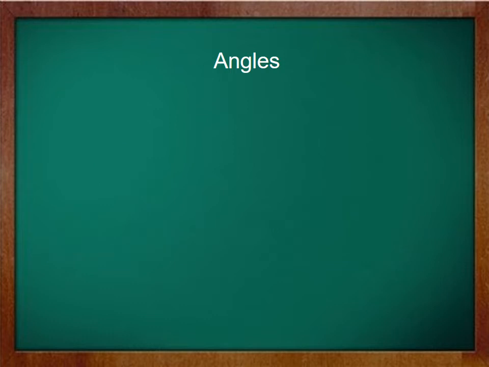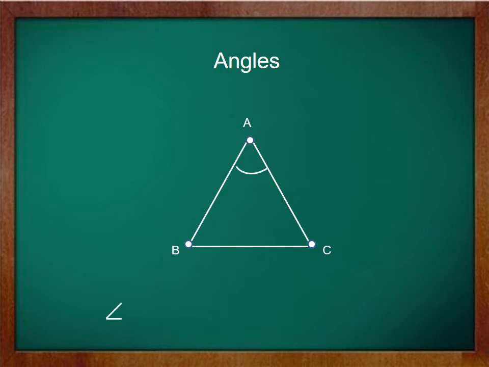Now let's learn about how we denote an angle. In this figure, line AB and AC intersect at A to create an angle BAC. We denote an angle by writing the angle symbol and the letters BAC. Similarly, lines AB and BC intersect at B to form an angle ABC. And lines BC and AC intersect at C to form an angle BCA.